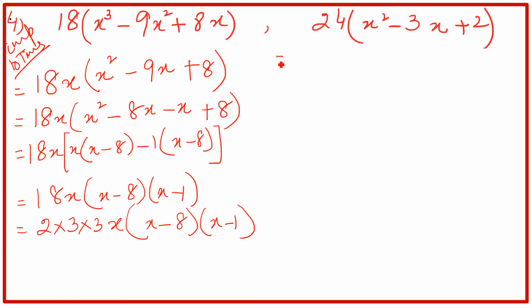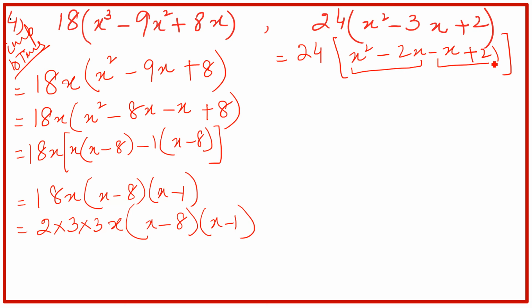Now move on to the second part. Write down 24 as it is. Can we take anything common from here? No. So we will just make the factorization x square minus 2x minus x plus 2.